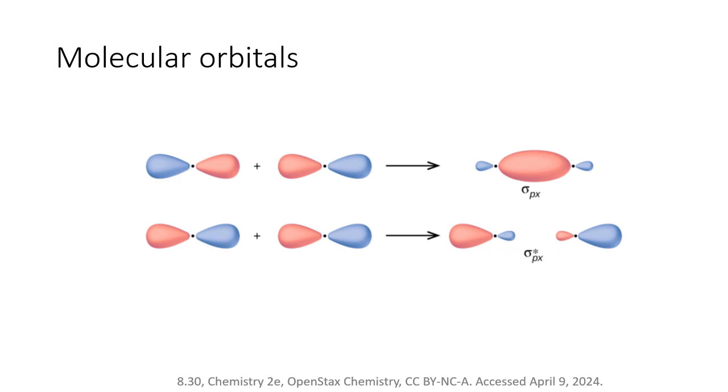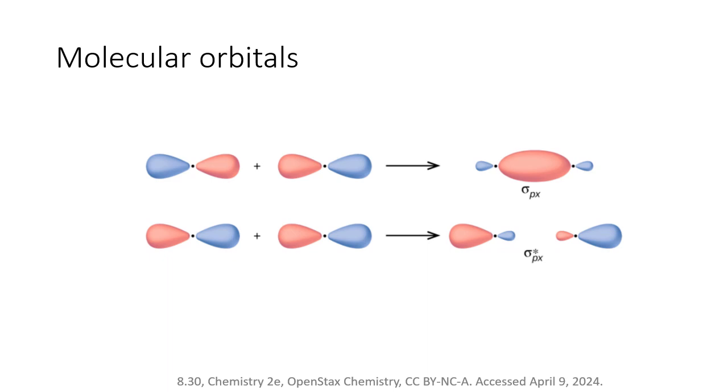The antibonding version has electron density falling outside of the internuclear axis for the most part. There's a node perpendicular here. We give it a sigma px star, because again it's coming from px orbitals. The star meaning antibonding. There are 3 nodes in this one. 1, 2, 3.